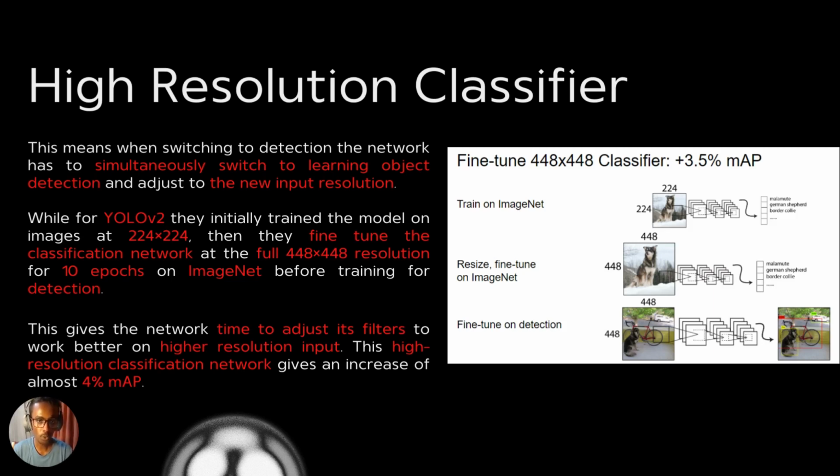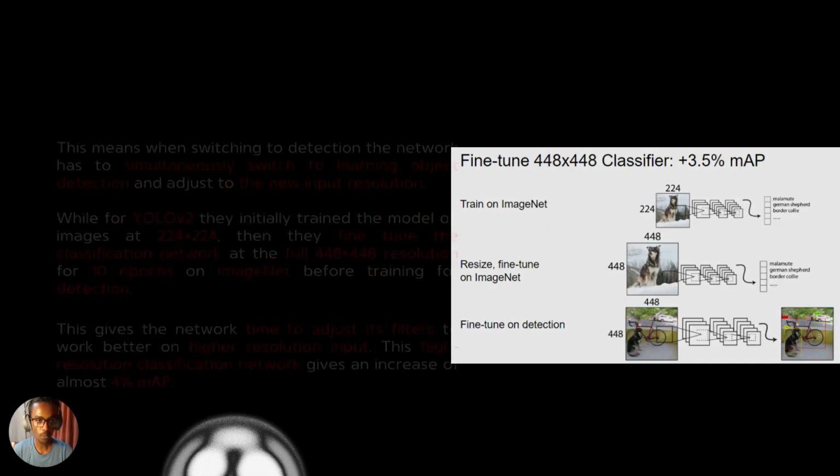So the higher resolution is also used for training the classification, not the detection. This gives the network time to adjust its filters to work better on higher resolution inputs. And this higher resolution classification network gives an increase of almost 4% of mean average precision. Previously, the batch normalization gave it a boost, and now, just by applying a higher resolution, we can detect smaller objects and finer details more closely, and it gave a boost of 4%.